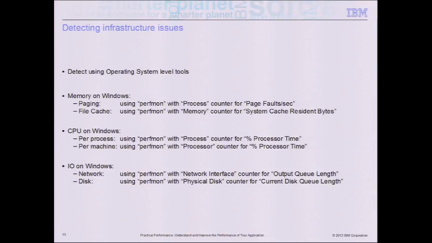So if you care about paging, inside perfmon, there's a pull-down menu for process counters, and under the process counters, there's page faults. So that basically says, tell me about the page faults that are happening on the system. You can do the same thing for file cache to find out whether it's taken all the memory away from the file cache, so you don't have any file caching done by the OS anymore. And that's just a different counter. You go to memory, and you go to system cache resident bytes. So that lets you look at paging.